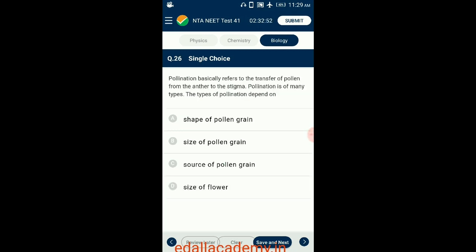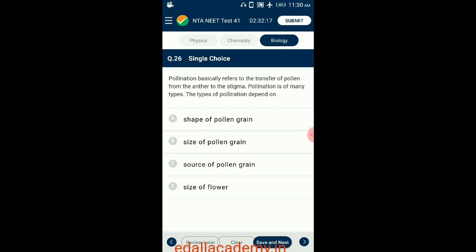Pollination basically refers to the transfer of pollen from anther to stigma. Pollination is of many types. The types of pollination depend on the source of pollen. Autogamy refers to the transfer of pollen grain from the anther to the stigma of the same flower.